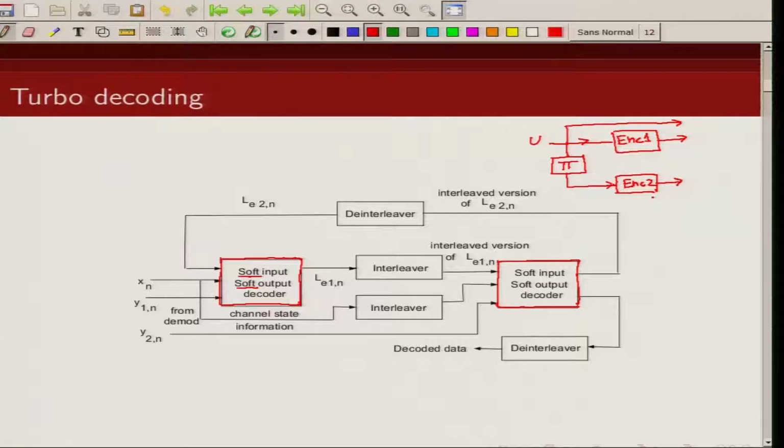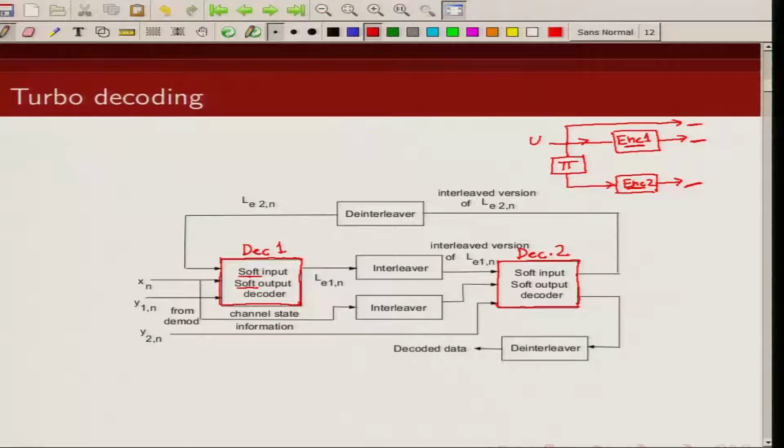Now after these bits pass through the channel, what you are going to receive is a noisy version of the information sequence, a noisy version of this parity bit, and a noisy version of this second parity bit. As I said, we are using two decoders, one decoder to decode this convolutional encoder, the second decoder to decode this convolutional encoder. So this was my decoder 1, and this was my decoder 2.